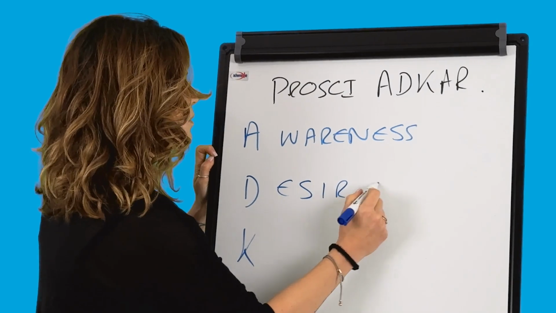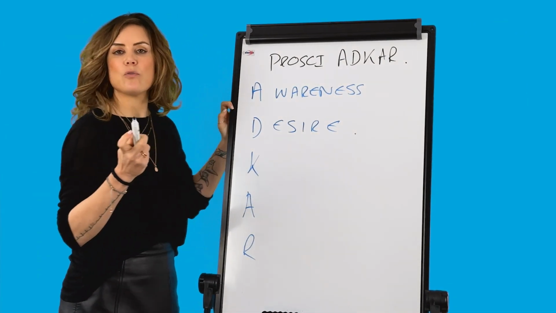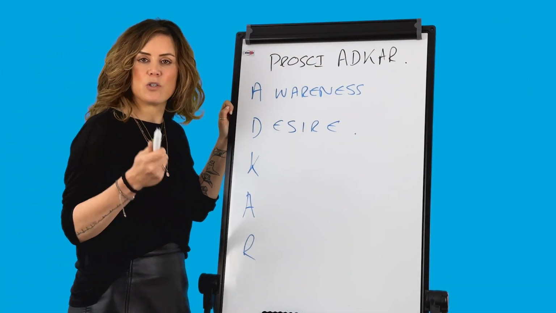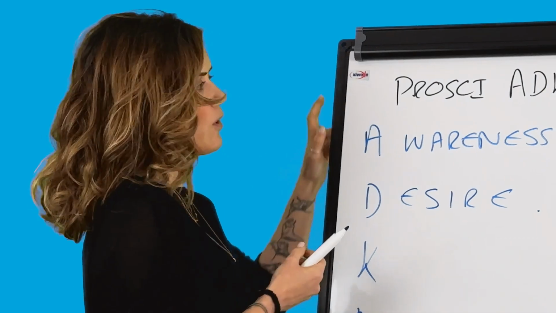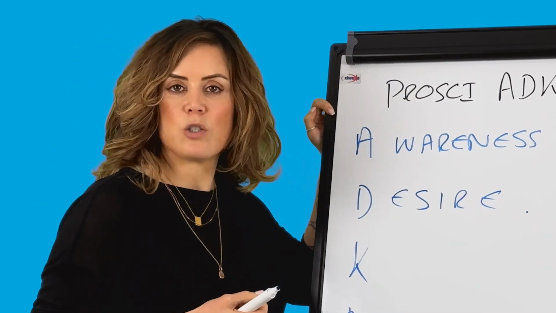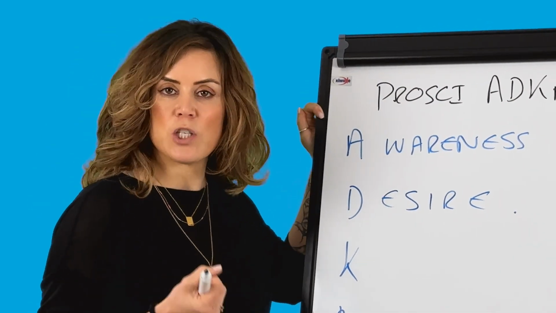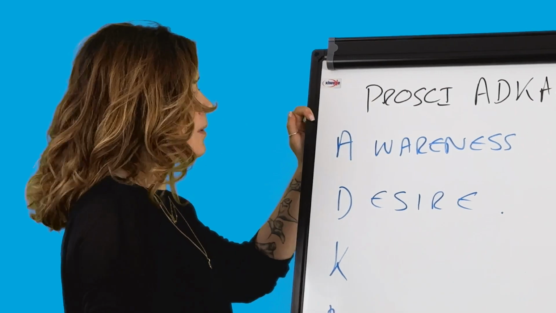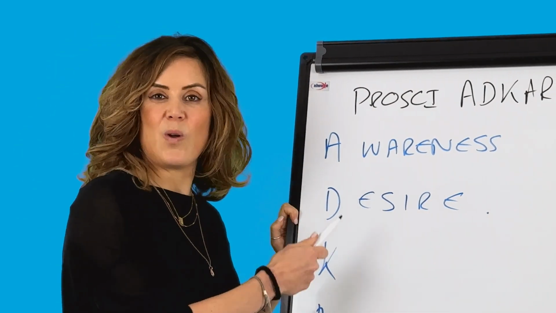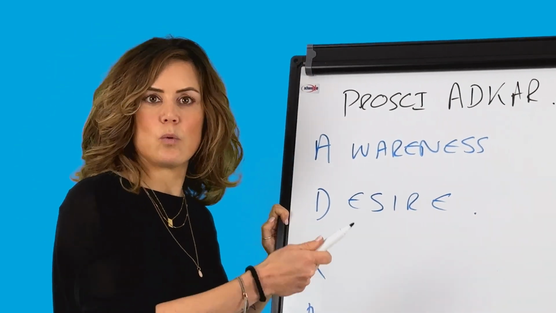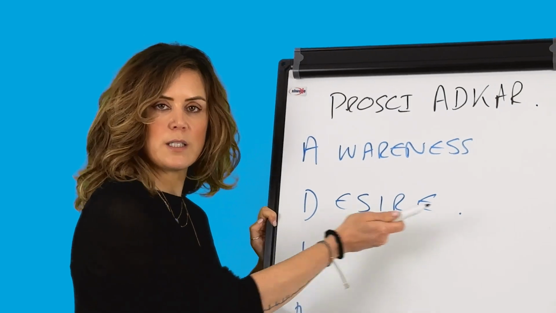The next one is around desire. It's around creating a need, a benefit to them. Essentially, for an individual to go through the change process and accept the change that's happening to them, they're going to want it. They're going to need to want it. You're going to have to create a desire.